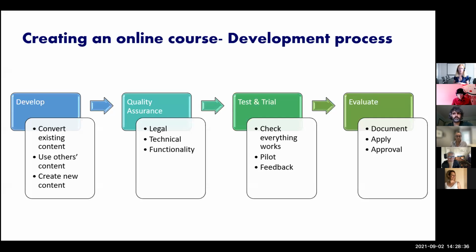So that's what we've just gone through, giving you some ideas around the different kinds of content. I've given you some ideas in the Moodle around how you might convert some of your existing content, use other people's, or some of that amazing stuff Michael does with his Articulate Rise. Remember, we still need to think about the legal, technical, and the functionality of those spaces. Check everything works. I've called it pilot, a prototype, a trial, whatever you want to call it. Analyze that feedback, document that feedback, and then apply and move on.